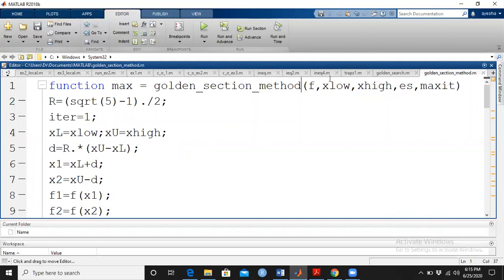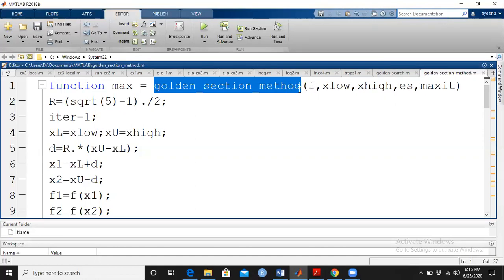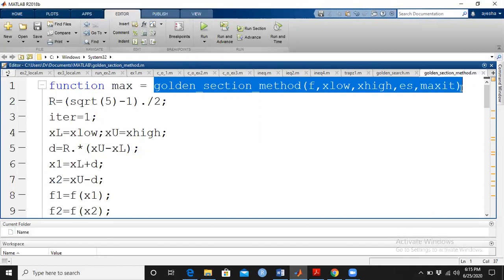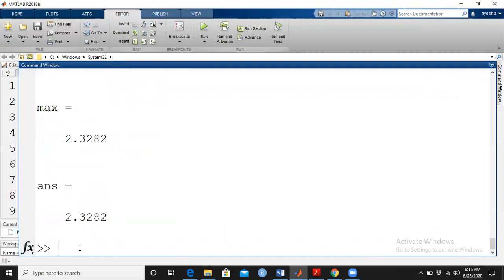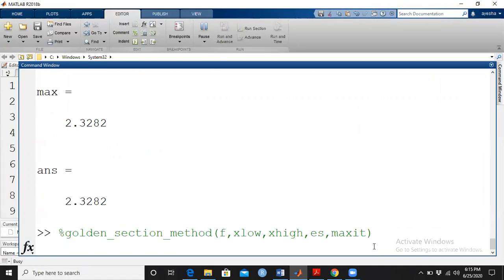All right, now the point is that I want to apply this algorithm on the given function with the lower bound, the upper bound, the error estimate, and the maximum number of iterations. So now I'm going to take it to the command window. I will paste it here. I will put a percent sign here. Percent means that now I have it, but I cannot call it, right?